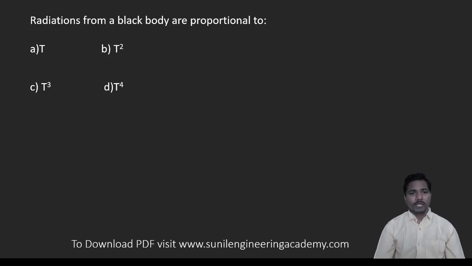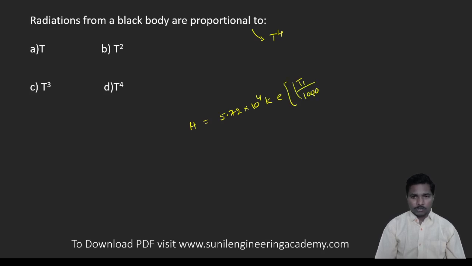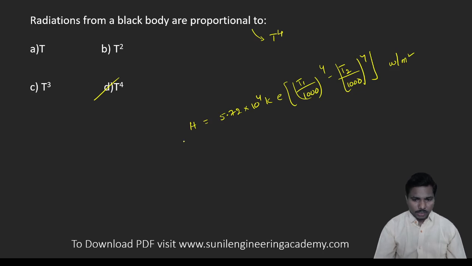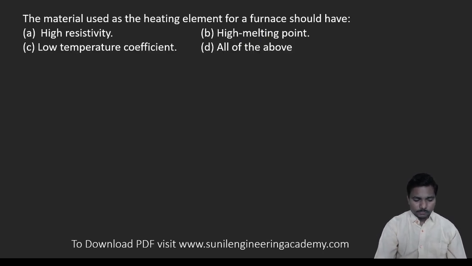Radiations from a black body are proportional to T power 4. We have the heat dissipation formula: 5.72 into 10 power minus 8 times (T1 by 1000) whole power 4 minus (T2 by 1000) whole power 4, per meter square. So that means it is proportional to T power 4. So the answer is option D. Okay, coming to the next one.